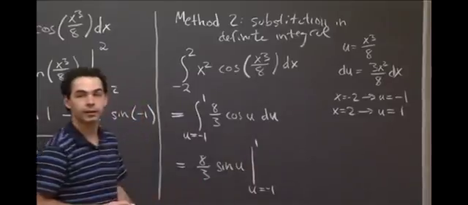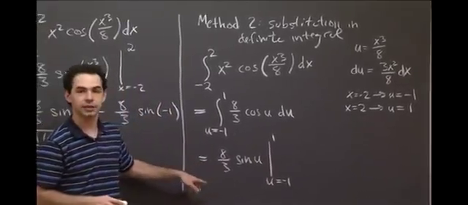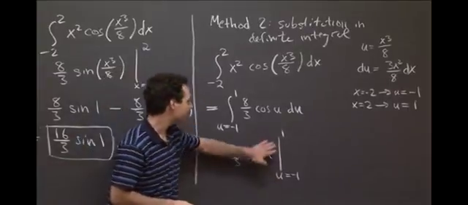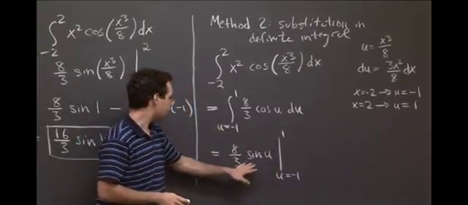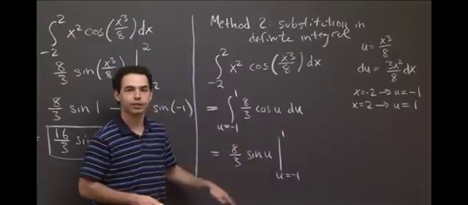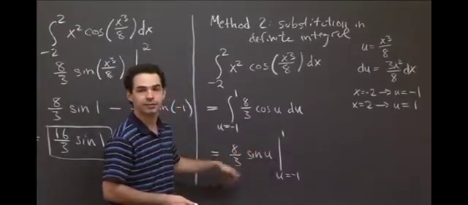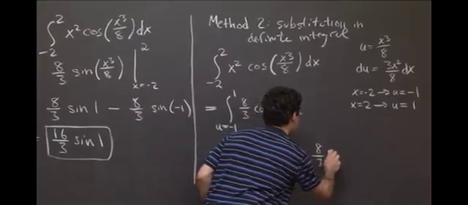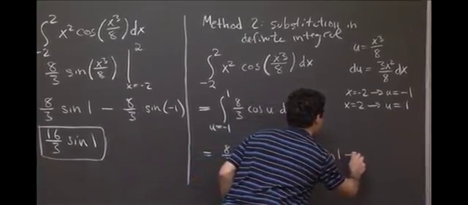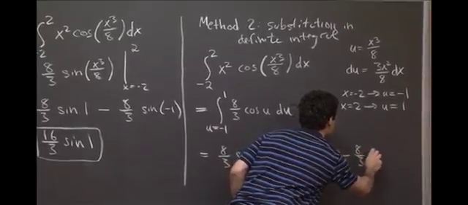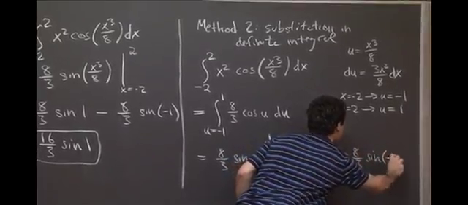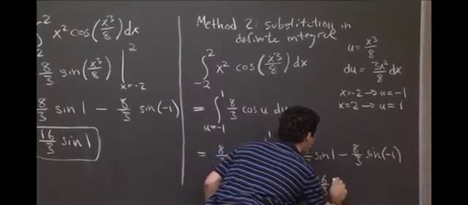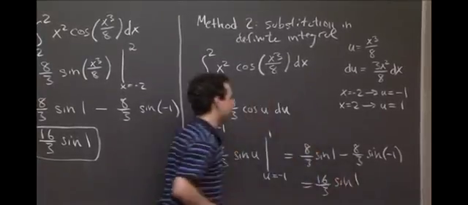So the other thing that's changed here is that now I don't have to change this back in terms of x's, right? I have the values that I'm going to plug in here already in terms of u. So I don't have to switch back in terms of x's, and so I just plug these values in and take the difference. So this is equal to 8/3 sine of 1 minus 8/3 sine of minus 1, which, as we said before, is 16/3 times sine of 1.